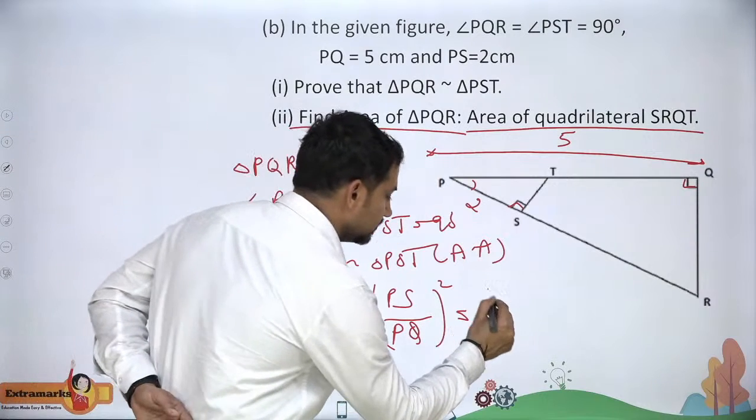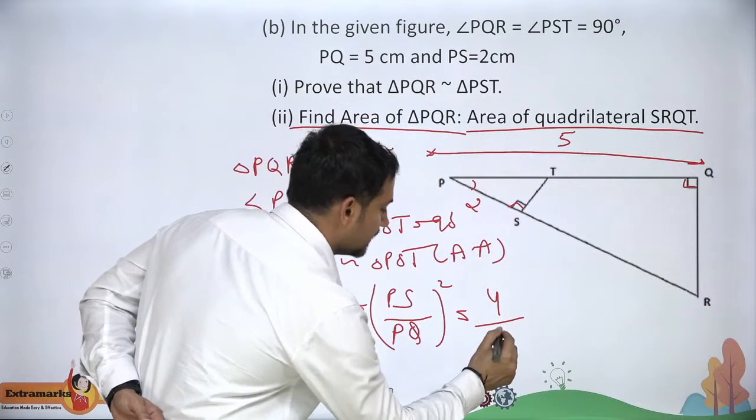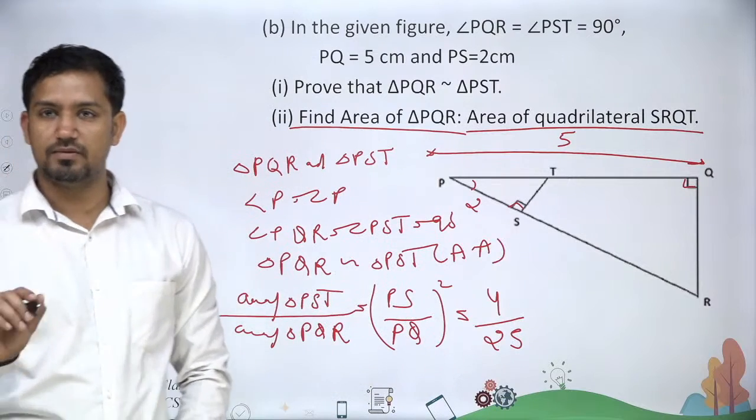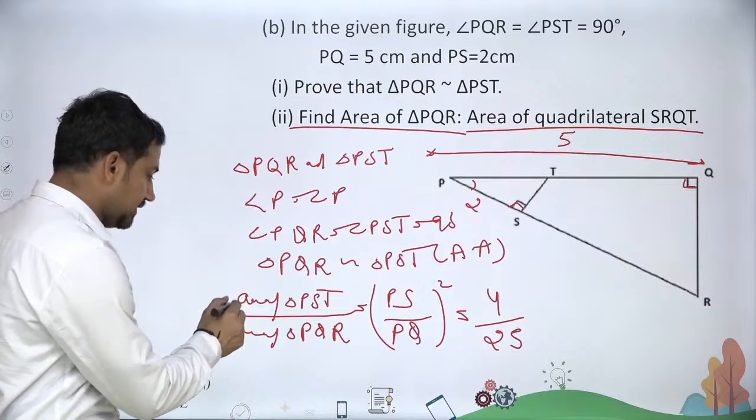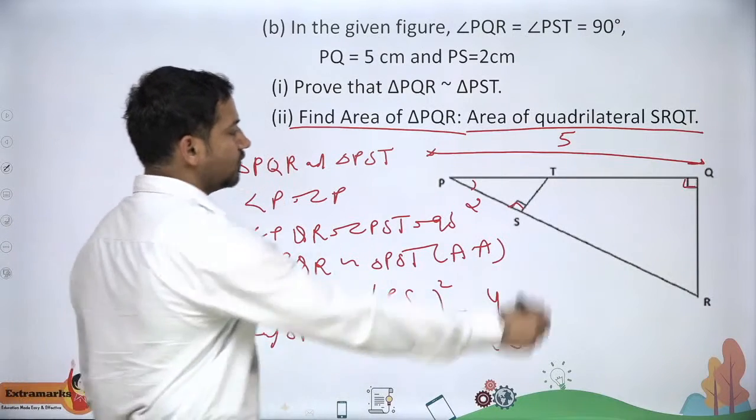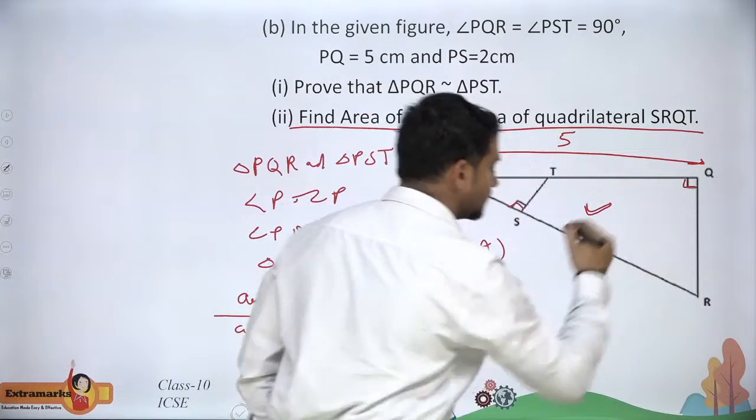2 square is 4. And this is 5. 5 square is 25. Then what we have to get? 4 upon 25. We have to get. Okay? The value of area of triangle PST upon PQR is equal to 4 upon 25. But we have to find this one. How can we find this one?